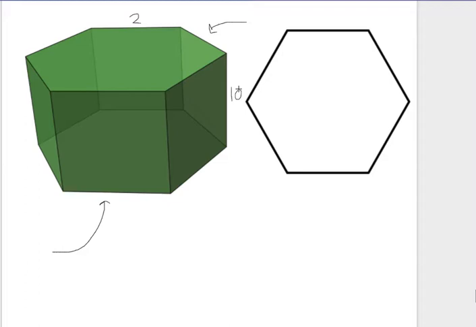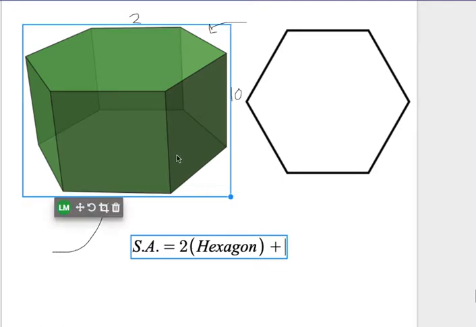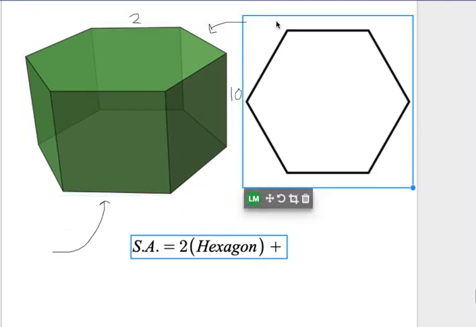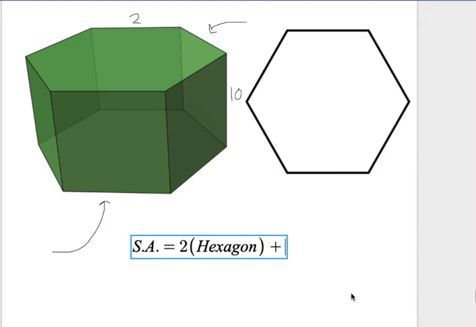Okay, so that's 10. All right, so when I'm thinking of surface area, I want to think of all of the pieces. So it looks like I have the two hexagons. So I'm going to go down here and put my surface area. I have the two hexagons, so I'm just going to put 2 times whatever the area of the hexagon is. Plus, I have how many of those rectangles going around? It looks like I have 6 of those, correct? So it's going to be 6 times whatever the area of that rectangle is. All right, so that's what I'm going to have to find.